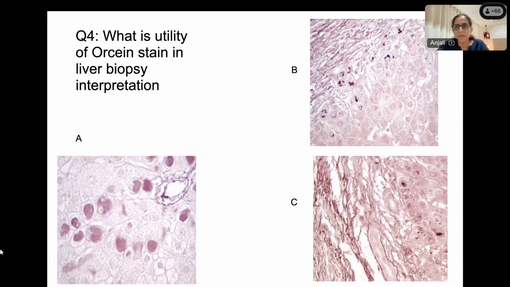Can you hear me? Yes, ma'am. Orcein is used for hepatitis B antigens. Yes. So what is A?